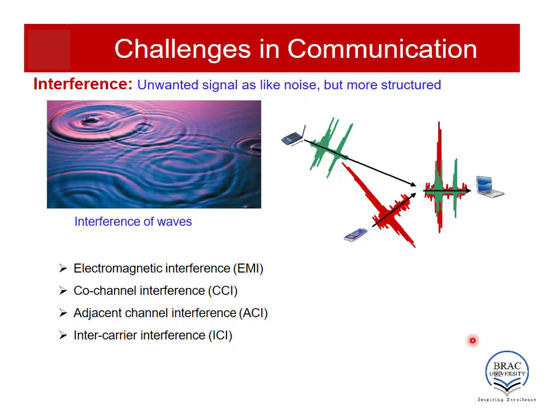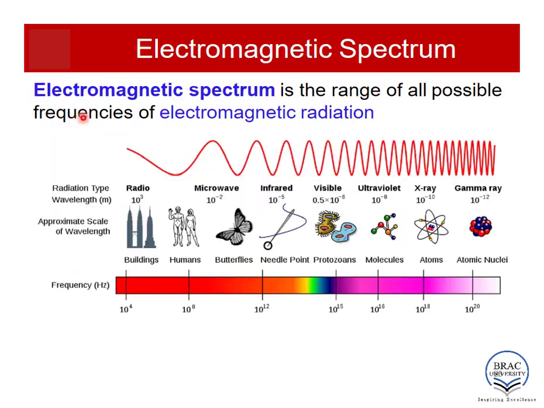There are several types of interference, such as electromagnetic interference, co-channel interference, adjacent channel interference, and intercarrier interference. Interferences like co-channel interference and adjacent channel interference will be discussed more in some future courses like wireless communication. For the time being, it is enough for us to know that interference is more structured than noise. And then comes the electromagnetic spectrum.